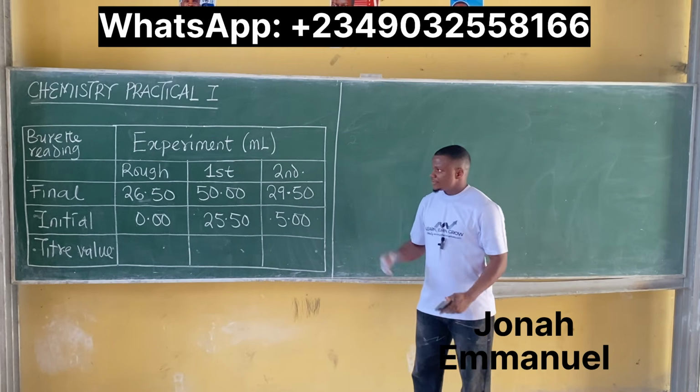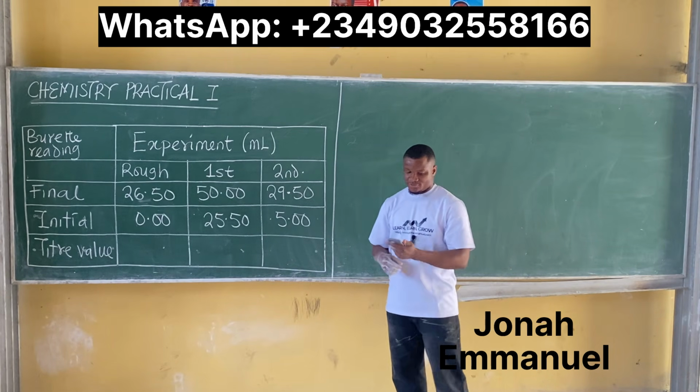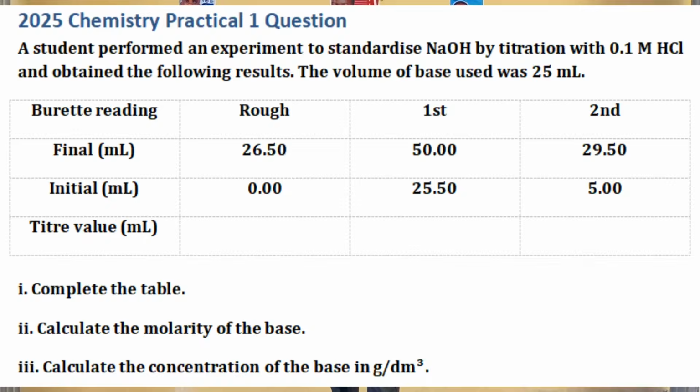So let's look at this question on practical chemistry. The question says a student performed an experiment to standardize sodium hydroxide by titration with 0.1 molar HCl, hydrochloric acid, and obtained the following results. That's the table you have there.